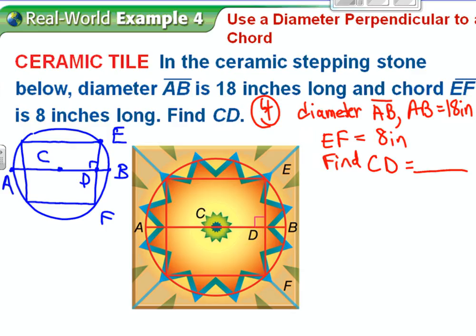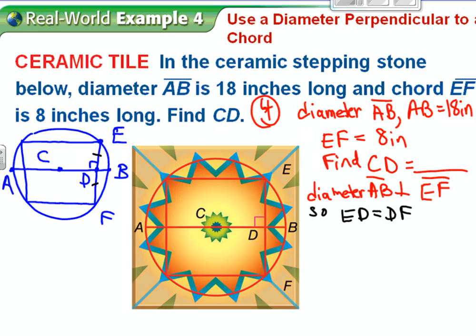Now, I want you to notice that in the picture, the diameter AB is perpendicular to the chord EF. So diameter AB, segment AB, is perpendicular to the chord that is EF. And since that's perpendicular, it cuts both of those in half. So I'm going to mark ED and DF as congruent. So ED is equal to DF. Those lengths are the same.